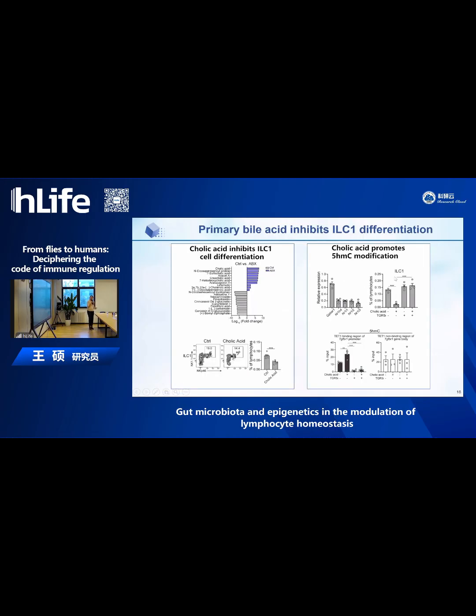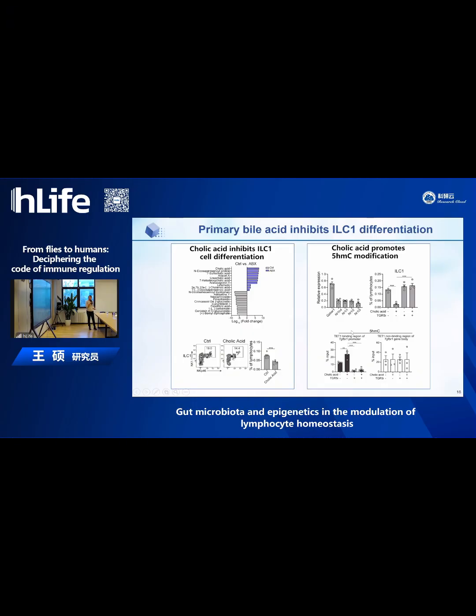Then we also analyzed the metabolites in the gut of the germ-free or antibiotic-treated mice. We found that with the antibiotic treatment, there is a lot of increase of the primary bile acid, that is chenodeoxycholic acid. This acid is enriched in the germ-free mice. And when we use the acid to treat this ILC1 lymphocyte, we see that the acid inhibits the ILC1 proliferation.